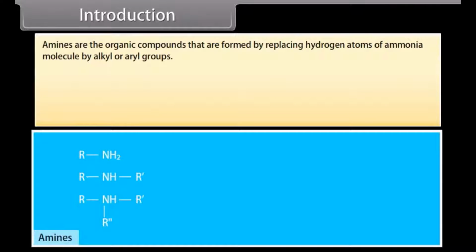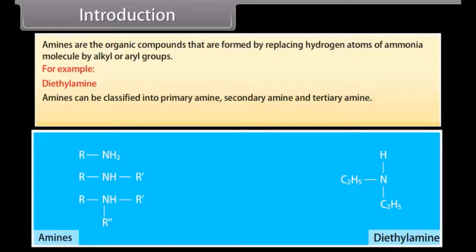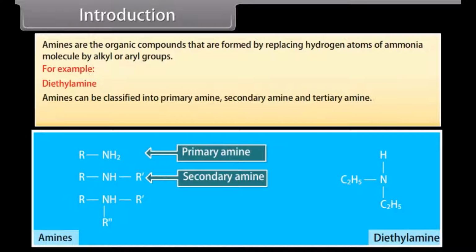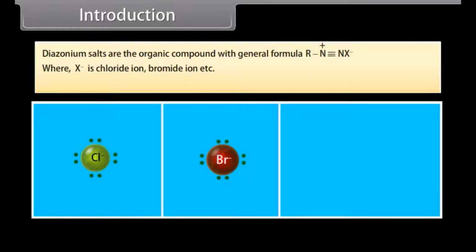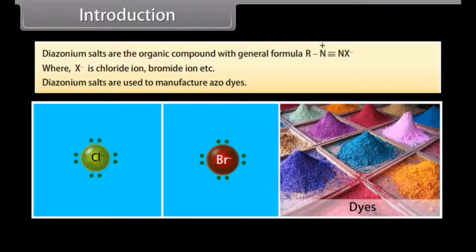Amines are the organic compounds that are formed by replacing hydrogen atoms of ammonia molecule by alkyl or aryl groups. For example, diethylamine. Amines can be classified into primary amine, secondary amine, and tertiary amine. Diazonium salts are the organic compounds with general formula RN2+ X-, where X- is chloride ion, bromide ion, etc. Diazonium salts are used to manufacture azo-dyes. In this lesson, we will learn more about amines and diazonium salts.